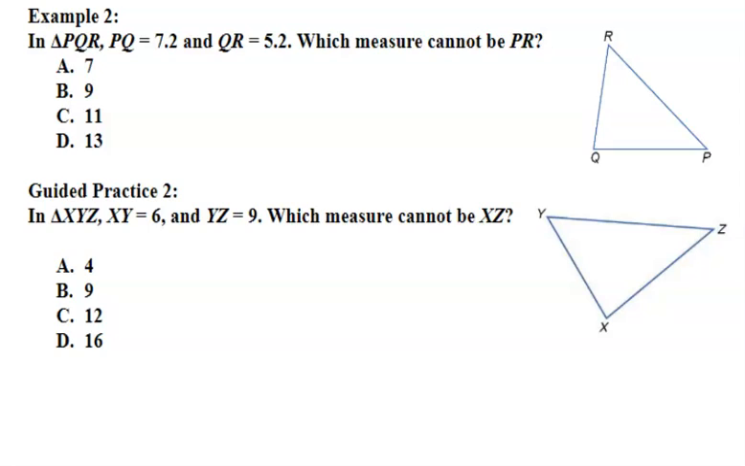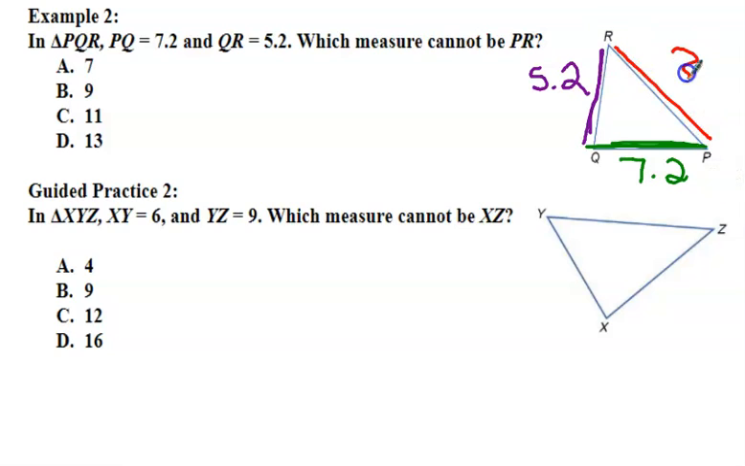All right, moving right along, we have only a few more to do for this one. So in this triangle, PQ is 7.2, so I love to label so that I know what I'm looking at. And then I have QR. QR is 5.2, all right? So which measure cannot be PR? So we're trying to figure out what this side is and what it cannot be, okay?